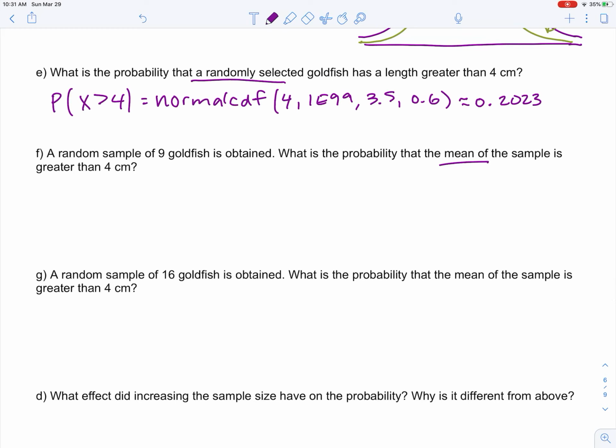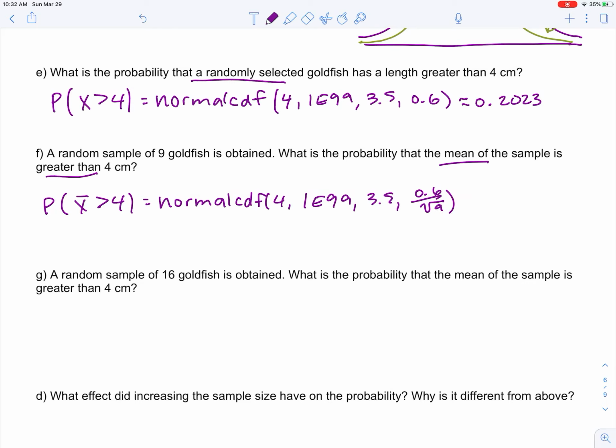Now let's take a look at the probability that the mean of a sample of size 9 is greater than 4. So this time the random variable is x bar. So the normal CDF is almost exactly the same, except we will be changing the standard deviation to reflect that it is a sample of size 9. Okay, so I'll put this in the calculator. Okay, wow, so it looks like the probability has gone down quite a bit.